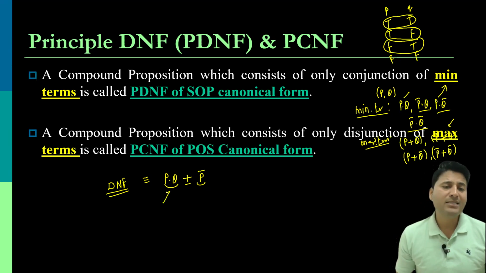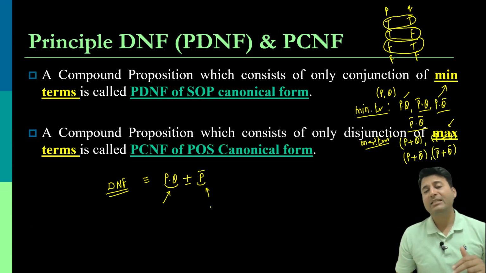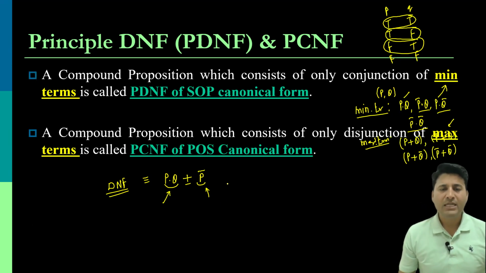Why? Because this term is not having both the variables. When I am saying both the variables, I mean either the variable in its normal form, meaning original form, or in complemented form. So this is DNF but not PDNF.